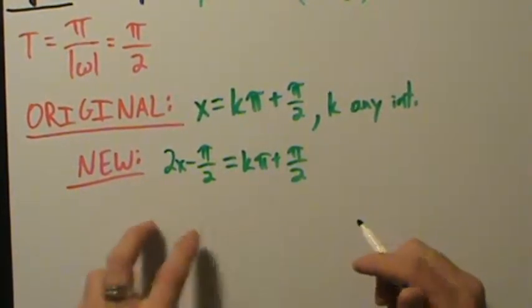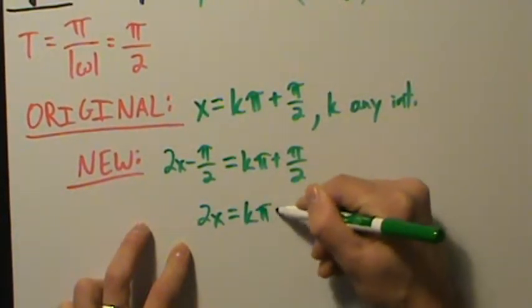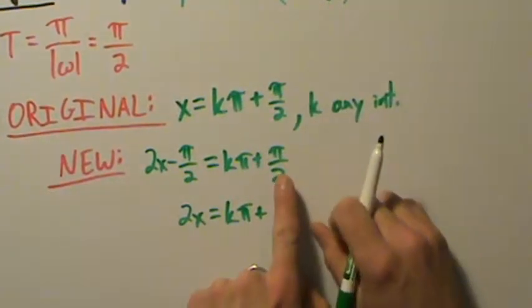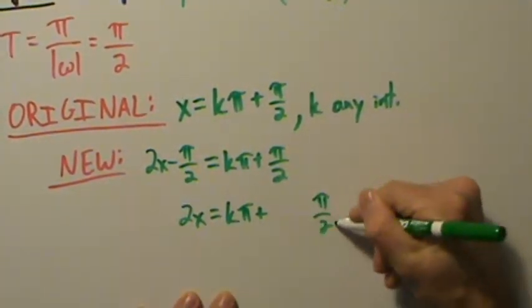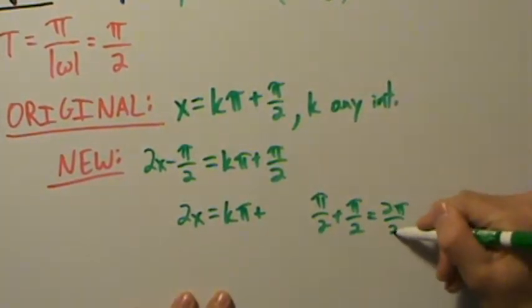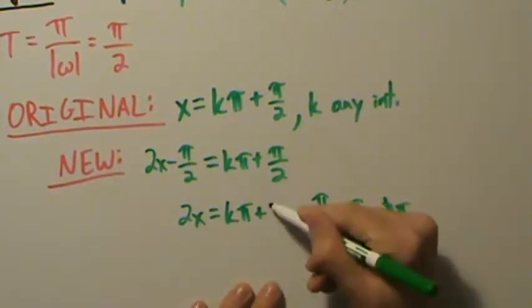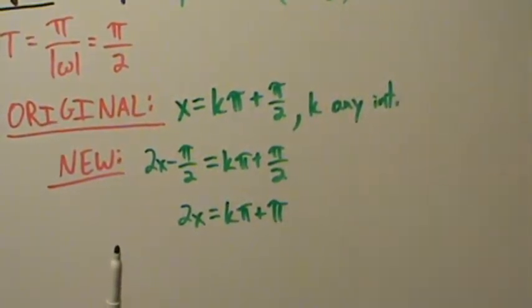So first we add pi over 2 to both sides. Now 2x equals k pi plus pi over 2 and then plus another pi over 2 from adding pi over 2 to both sides. So pi over 2 plus pi over 2, that's 2 pi over 2. The 2's cancel, we're just left with pi, so this is k pi plus pi. That's fairly simple there, that's good.